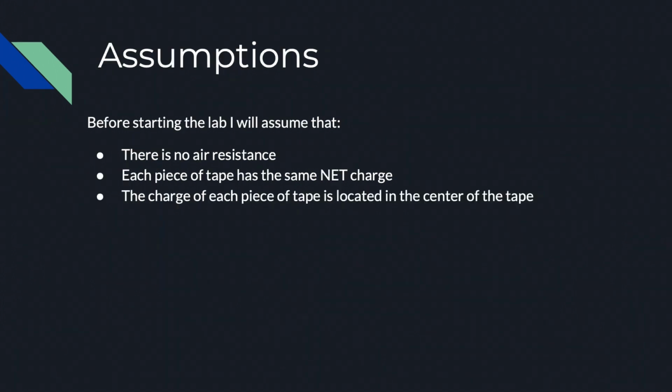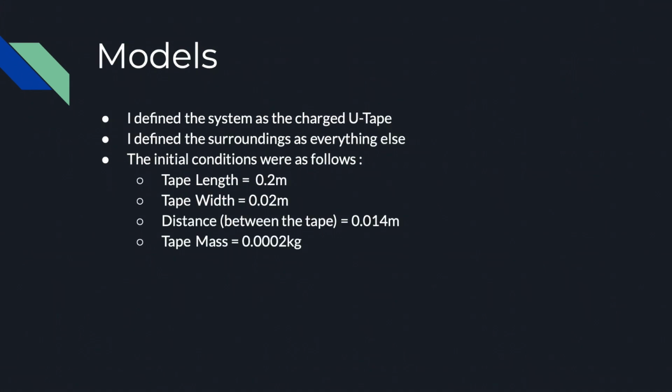Before starting this lab, I will assume that there is no air resistance, each piece of tape has the same overall net charge, and that the charge of each piece of tape will be centralized in the center of the tape. I define the system as the charged piece of U-tape. I define the surroundings as everything else. The initial conditions are as follows.